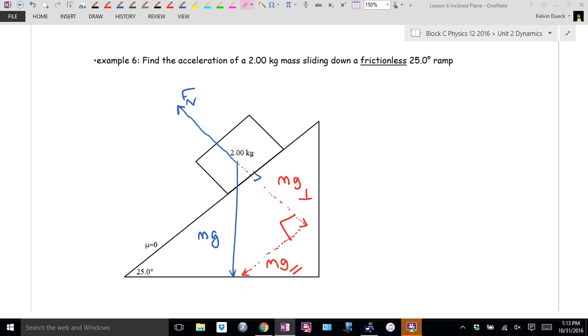Which way is accelerating? Who's winning? The only force that's pointing down the ramp. Don't you dare say mg. Which force is winning? Which force is losing? Anything that's pointing up the ramp. Is anything pointing up the ramp? No loser. What does that always equal, Marcus? What has our winner minus loser equaled since Physics 11? Still works.